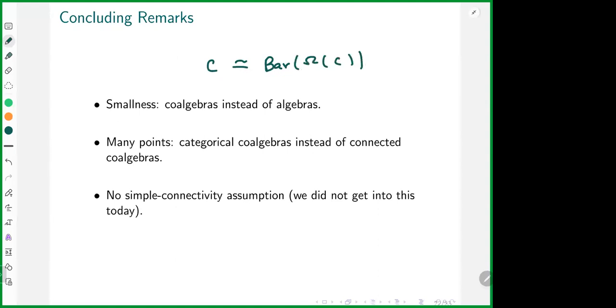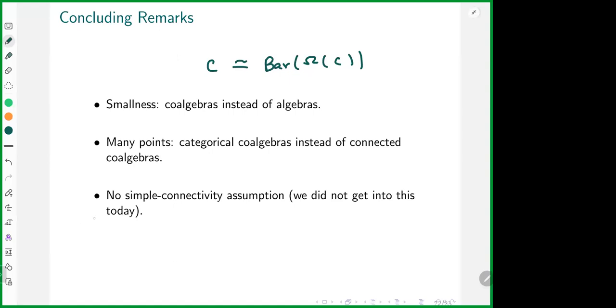So most of the algebra models at some point pass to an object that looks like this, and this object is huge, right? This is kind of like a free thing. This is just very, very big. But our model stays here, so it doesn't blow up unnecessarily by restricting to the coalgebra world. We use many points in the sense that we use categorical coalgebras instead of connected coalgebras, so we don't assume a choice of base point.